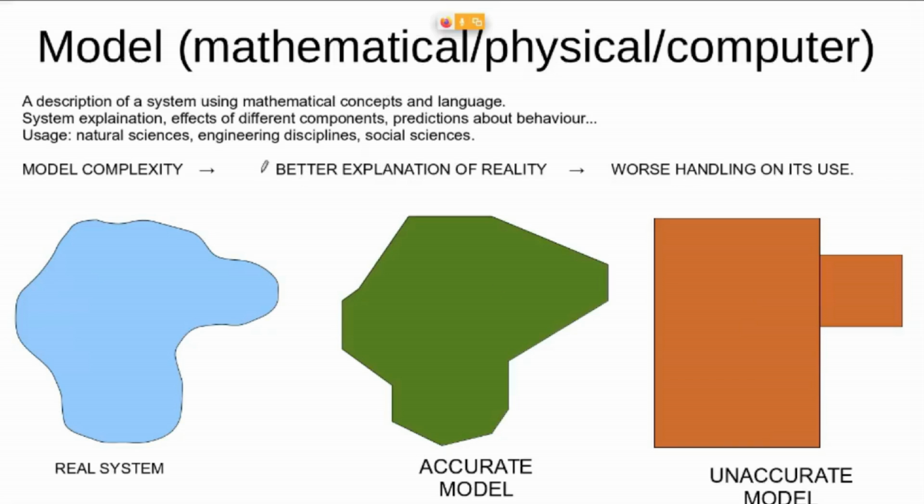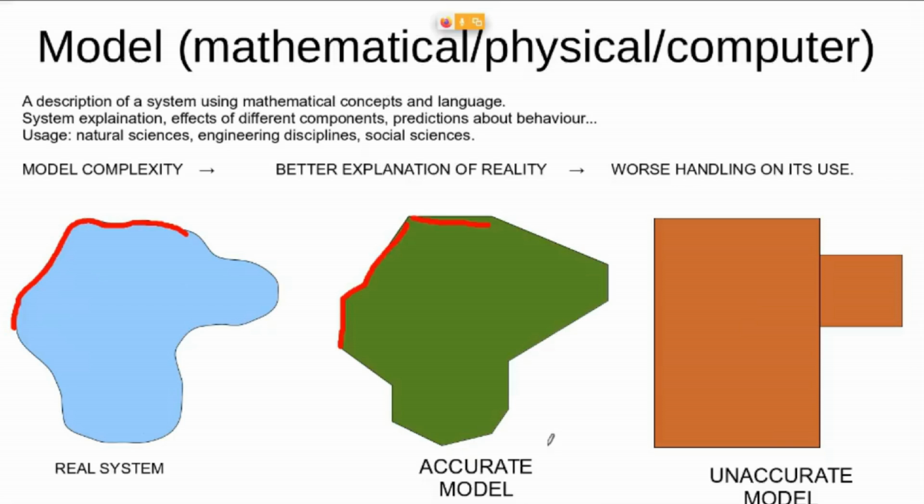What about these mathematical models? Well, as you can see here, this figure shows that the real system is quite complex. There are a lot of curves here, so the real system is quite complex. If we want to have an accurate model, obviously this accurate model tries to explain all these particularities of the real system, okay?